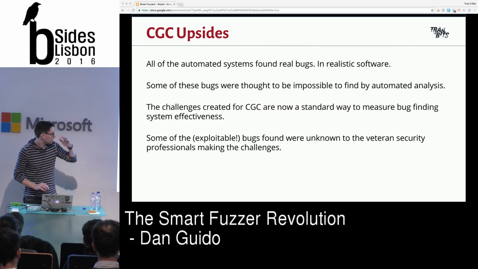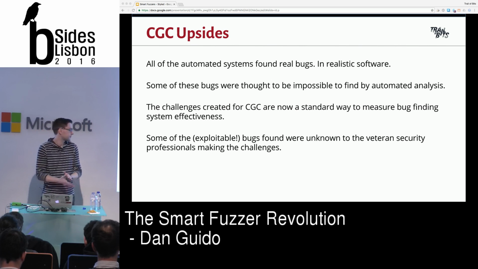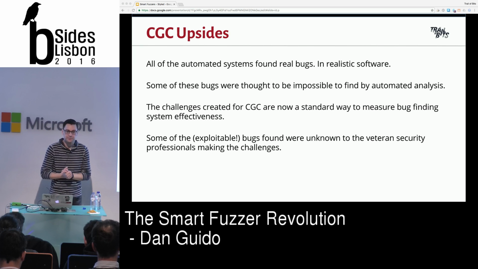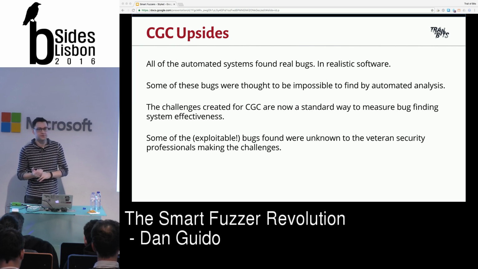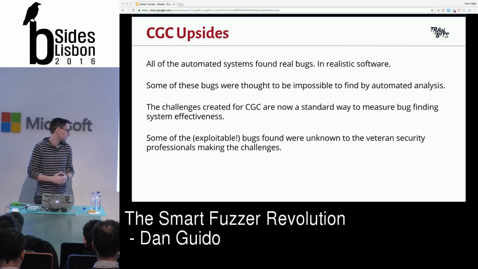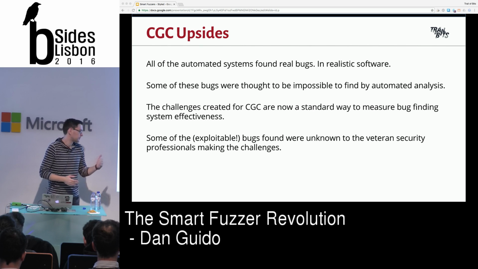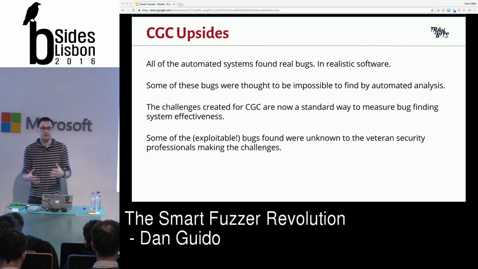So the upsides here are all the automated systems found real bugs. Total success, right? Some of the bugs were thought to be impossible, like crackaddr. The challenges. So the Cyber Grand Challenge released all of the scoring system that they used for all the different automated systems. And they put it on the internet so that other people constructing analysis tools can measure their own tools against it as well. And then some of the bugs that were found in those challenge sets were actually unknown to the authors themselves.